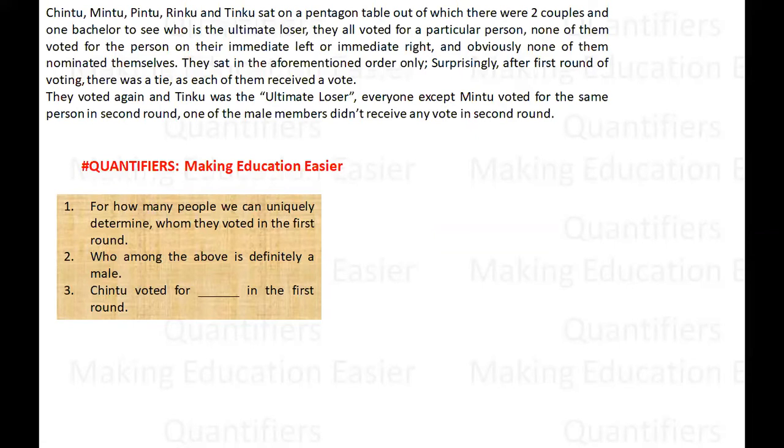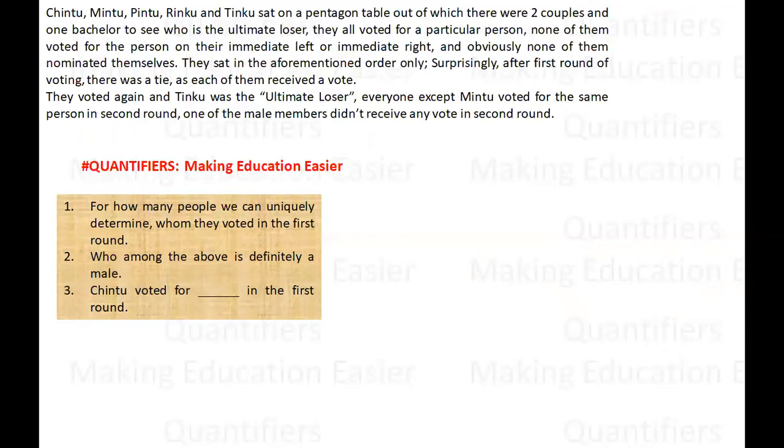So they all voted for a particular person. None of them voted for the person on their immediate left or immediate right. Obviously, none of them voted for themselves, as it was a losers competition. Whosoever gets the maximum number of votes will be declared the loser. And they sat in the aforementioned order only. The important point is that they sat in the same order in which their names are given.